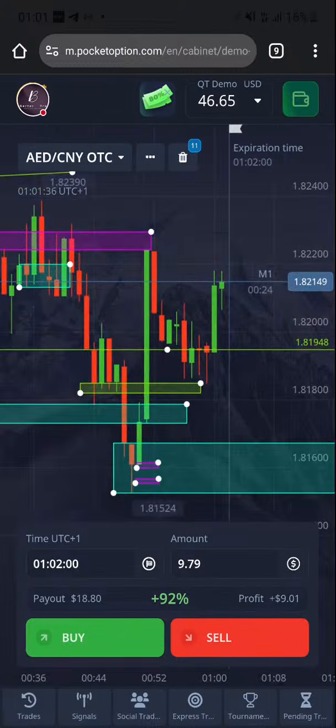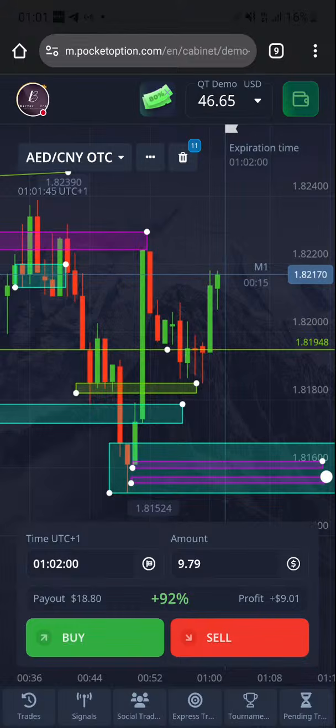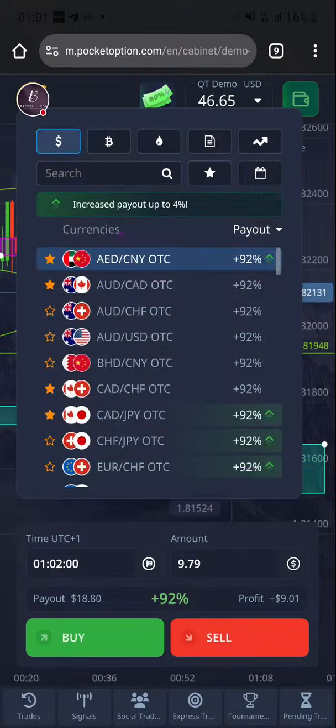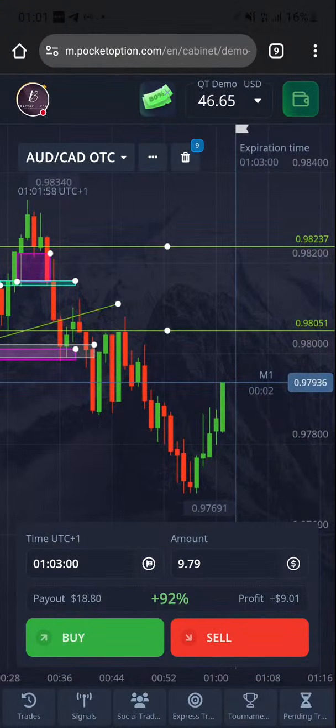If this was the doji, I would have taken this trade, but we even have a gap down, so we may not actually take this trade. And we have another round number at 1.81600. So this is a very good area. Okay, let's just quickly check the rest of the markets.